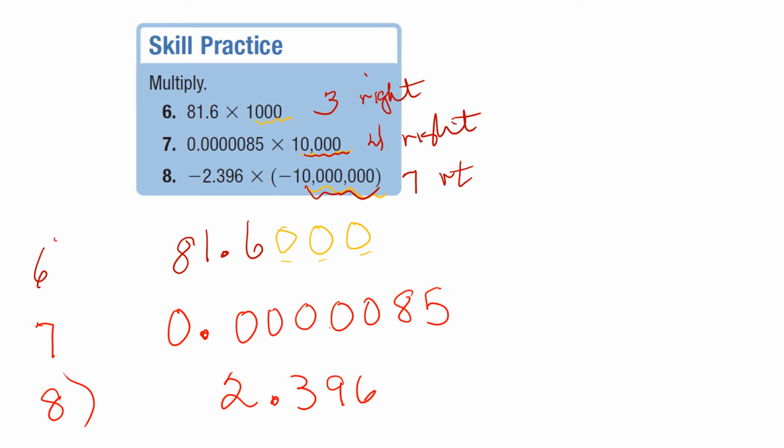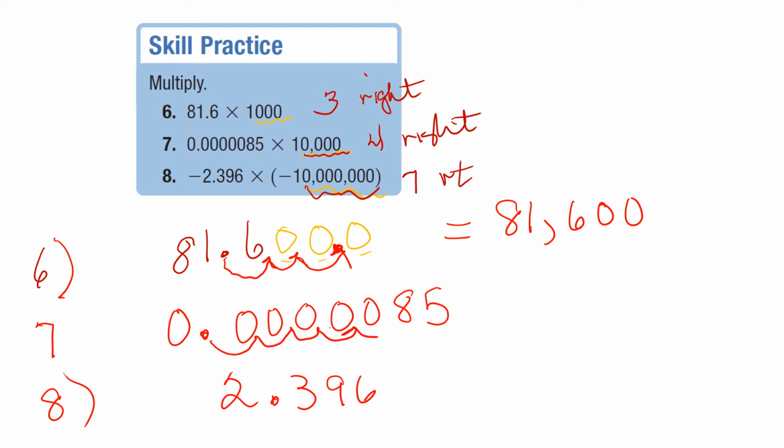So for number 6, when I move 3 places to the right, I'm going to count. 1 move moves the point to after the 6, and here's a second move, and here's a third move. And so I end up with 81,600 for that product. The second one, when I move 4 places to the right, 1, 2, 3, 4, I get 0.085.